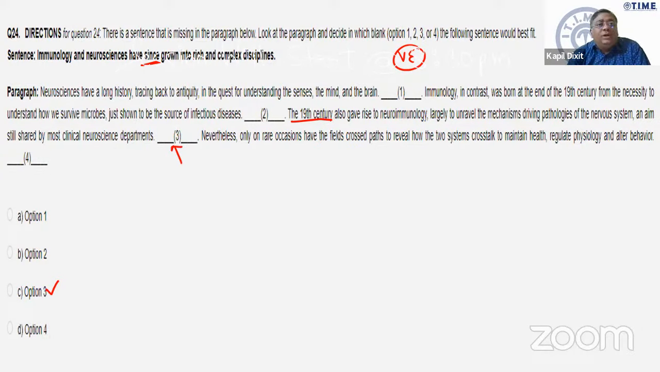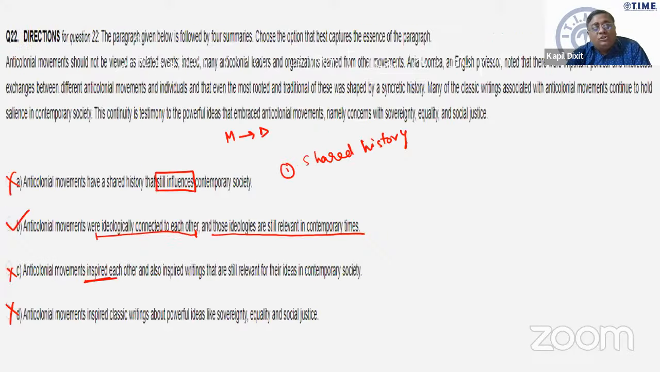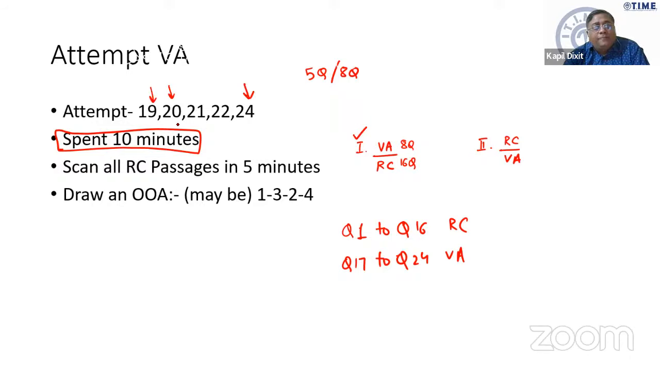वापिस से पीछे आता हूं, and I would say that you could have easily attempted 19, 20, 24. So 3 questions easily. 21, 22, 5 questions with slight application of logics. Okay. ये था आपका verbal ability section. 10 minutes, one could have easily attempted verbal ability.